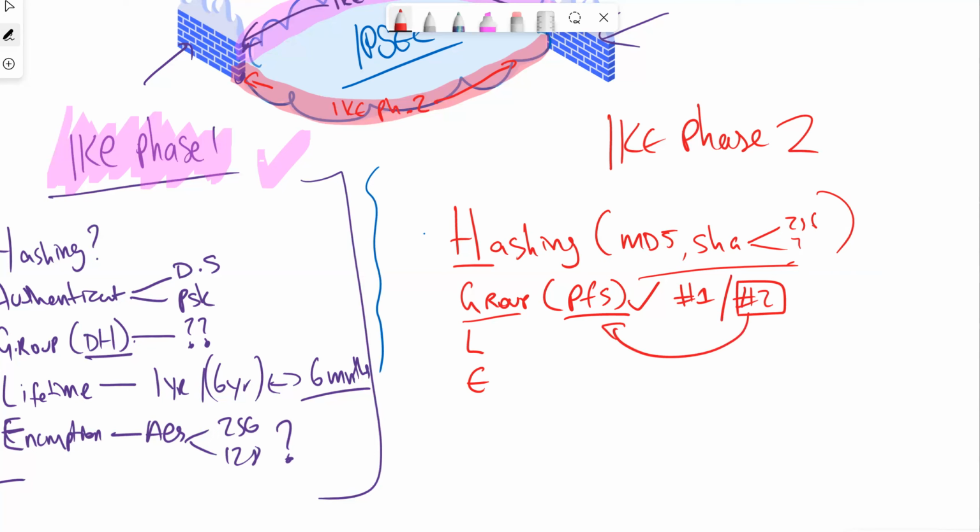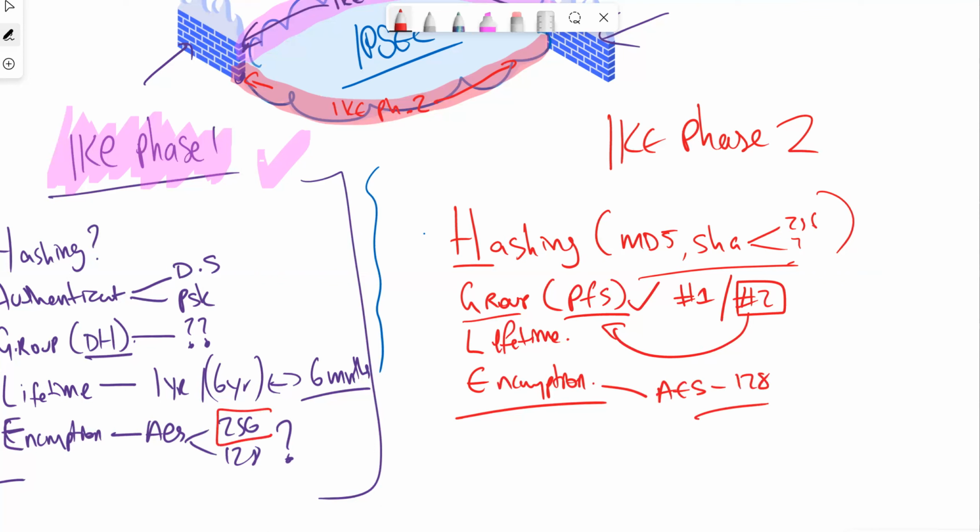Lifetime would be the next thing. So again, how long do we want this lifetime relationship to be enabled for? And then finally, encryption. Once we go away, we define our encryption. Again, it could be different. So if we're using, let's say, AES 128, here we can use 256 for our encryption on our IKE phase one. It doesn't need to be the same, it can be different. So that's how phase one and phase two establish communications.